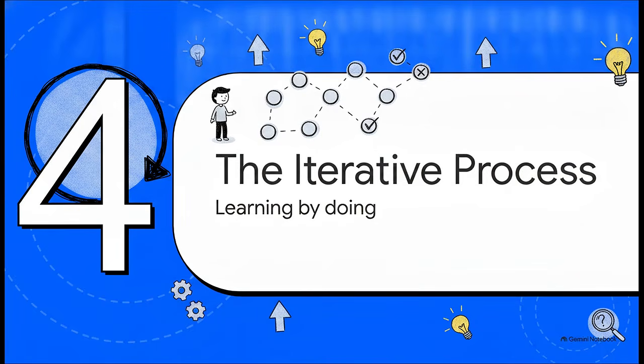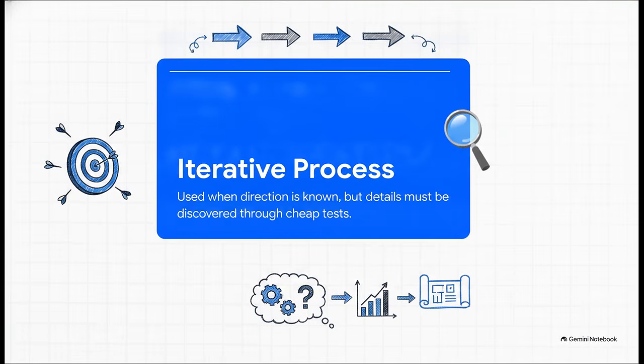Which brings us to section 4, the iterative process. This is all about learning by doing. So what do you do when mistakes are affordable, but you don't actually know the exact details of the solution yet? The iterative process is perfect when you know your general direction, but doing a ton of upfront planning is honestly just a waste of time. In fact, over-planning here usually just helps you build the wrong thing very efficiently. Instead, you've got to learn by doing.